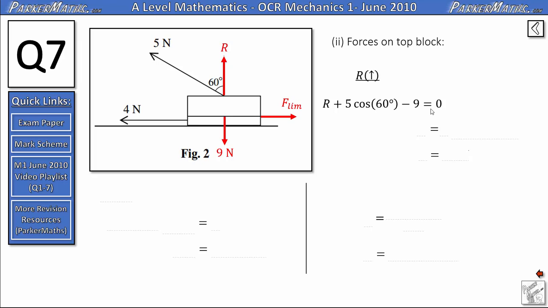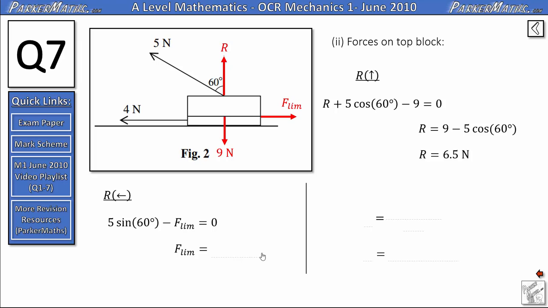So very similar calculations to before. That makes R equal to 9 minus 5 cos 60, which is 9 minus 2.5 or 6.5. Resolving horizontally, very similar to before again, we're going to get 5 sin 60 minus Flim. Remember the 4 newton force is acting on the bottom block, so it's not relevant when we're just working with the top block. Again, everything's in limiting equilibrium, so that equals 0.